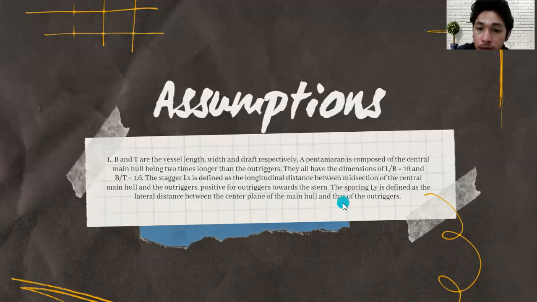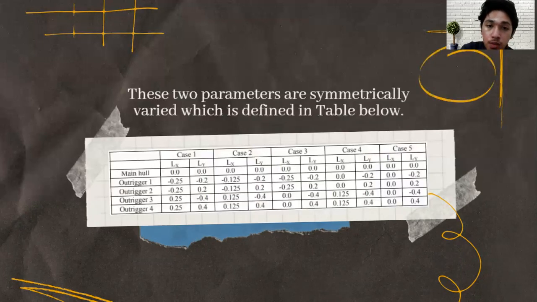The spacing Ly is defined as the lateral distance between the center plane of the main hull and that of the outriggers. So this is the table that we gain. These two parameters are symmetrically varied, which is defined in the table below. So we have the main hull and outrigger 1 until 4 with 5 cases, and each case has 2 coordinates of L. There is Lx and there is Ly, with various numbers as well.